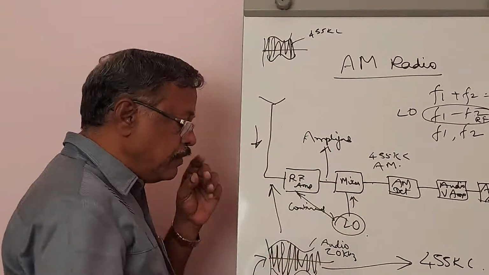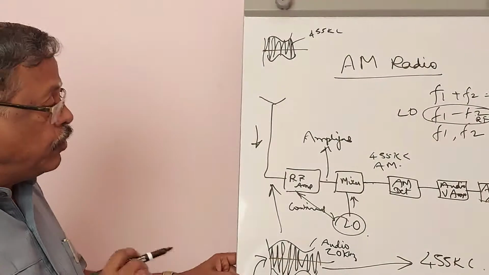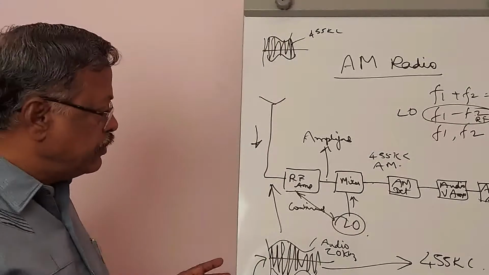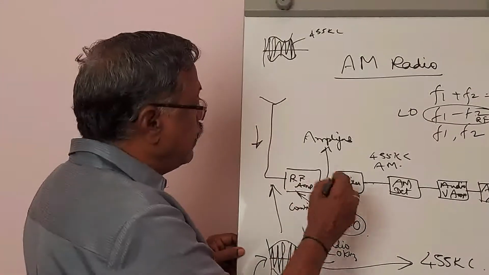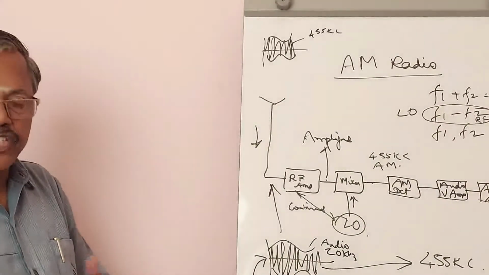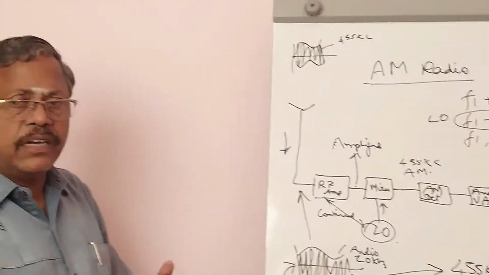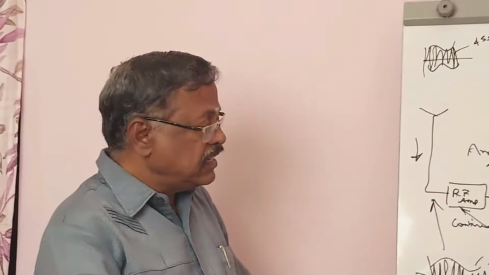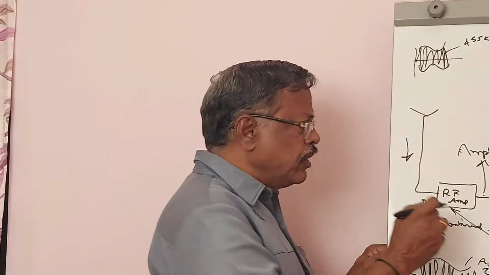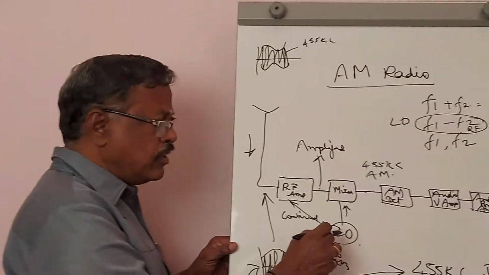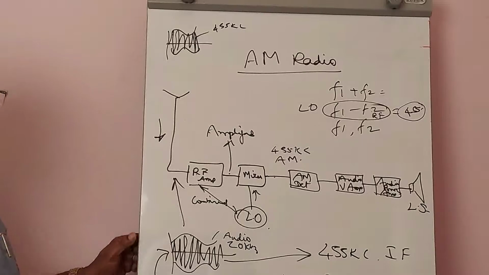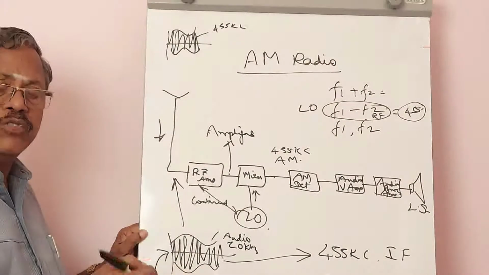Therefore, the mixer will always be producing an output of 455 kilohertz modulated signal. That is why this is sometimes called a frequency converter. What is the frequency converter? It is nothing but combining three stages: RF amplifier, local oscillator and mixer. All these three stages are called the frequency mixer stage. You have to understand that the RF amplifier and the local oscillator are both combined using a single tuning knob. When you are adjusting, LO and RF frequency are going to change.